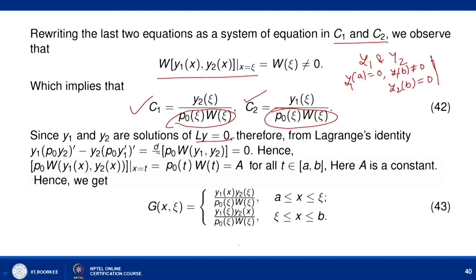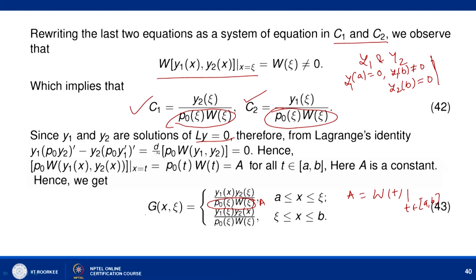So, using this constant value I can write p0 W is equal to A for all values of x. So, whether you write p0(xi) W(xi) or simply write any constant A, meaning the value given by W at t, W at t is given as some constant. Either you write this or you simply replace this quantity by a constant A, where A is basically the Wronskian at any point t in the interval a to b. Is that okay? So, G(x, xi) is now known to us.